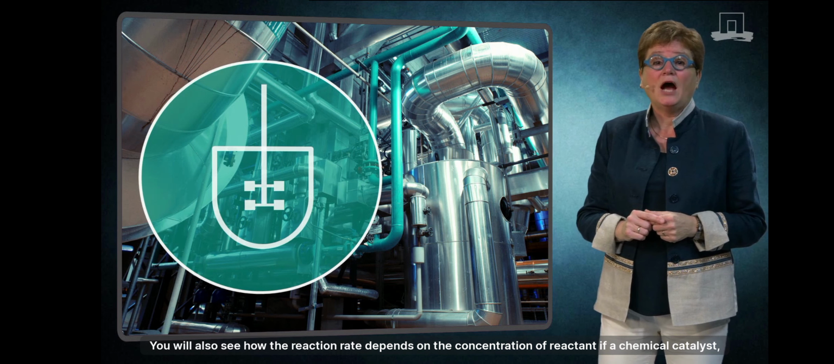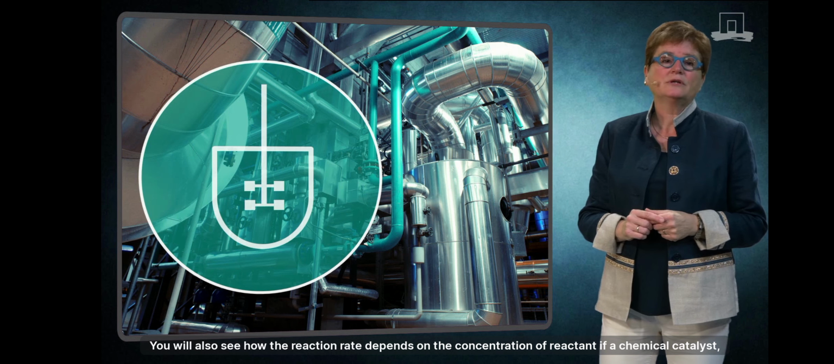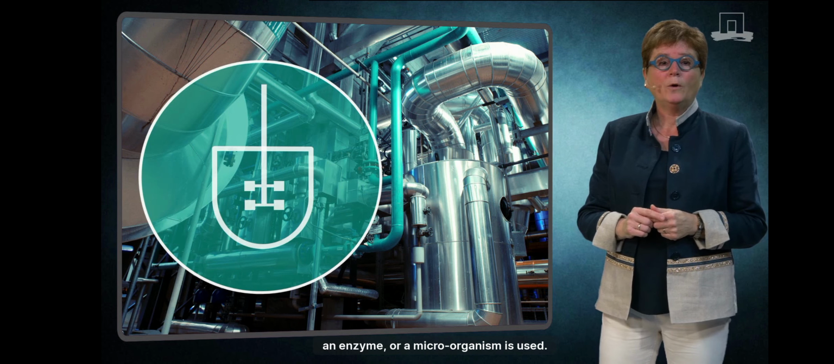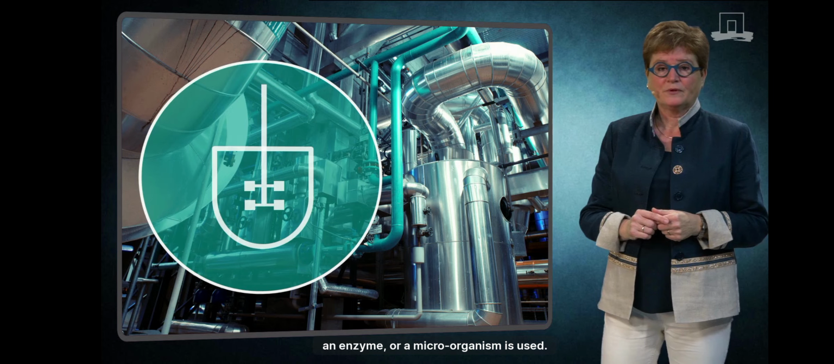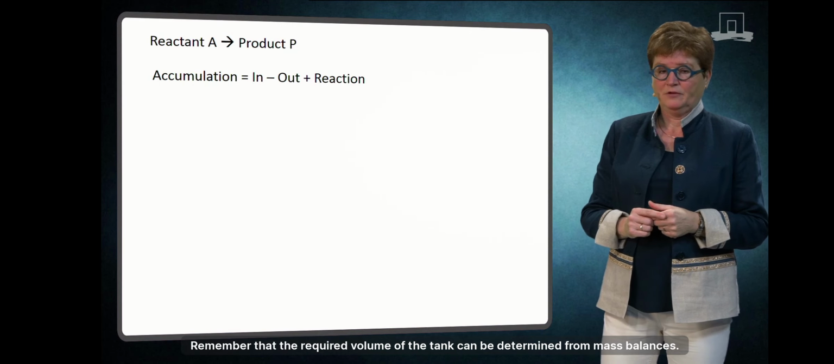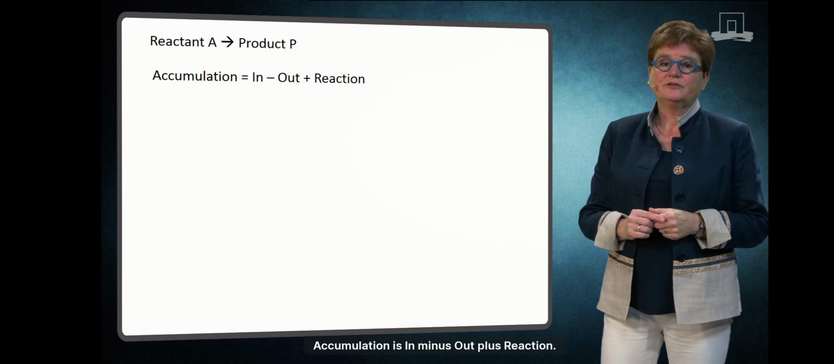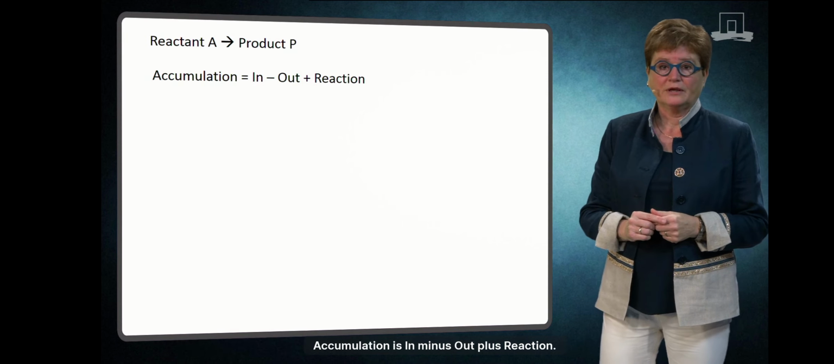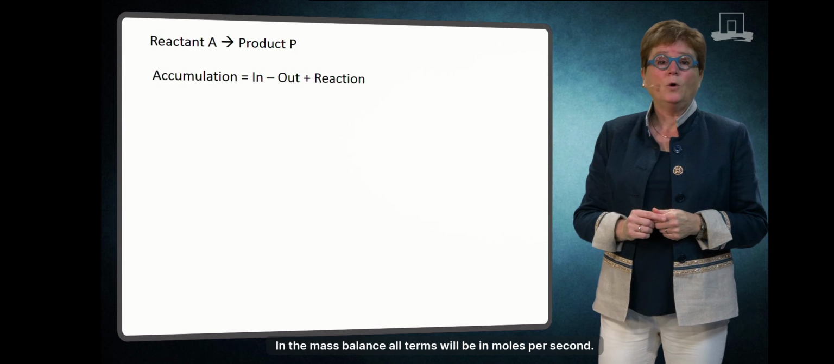You will also see how the reaction rate depends on the concentration of reactant if a chemical catalyst, an enzyme, or a microorganism is used. Remember that the required volume of the tank can be determined from mass balances. As accumulation is in minus out plus reaction. In the mass balance, all terms will be in moles per second.